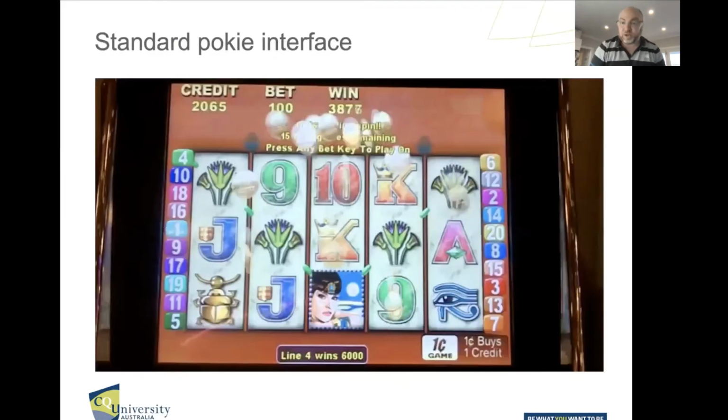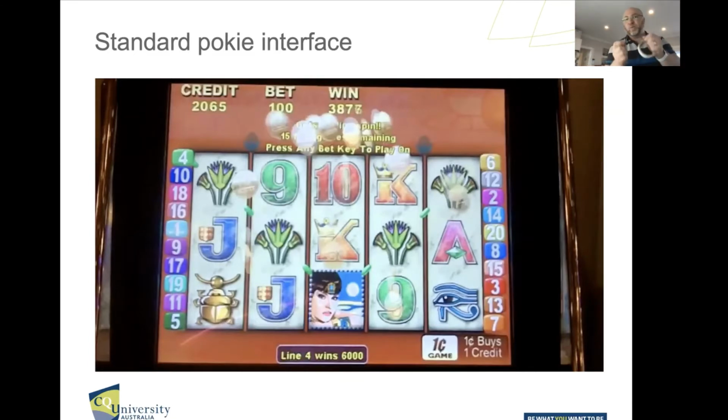So here's another one we did. This was an honours student of mine who did this, and this is quite cool. So if you think about pokies, one of the things that is kind of ubiquitous is the interface, okay? So if you look at the interface at the top there, it says credit, bet, and win, right? So how much money you've got in the machine, how much you're about to bet on the next bet, and how much that spin has won, okay?